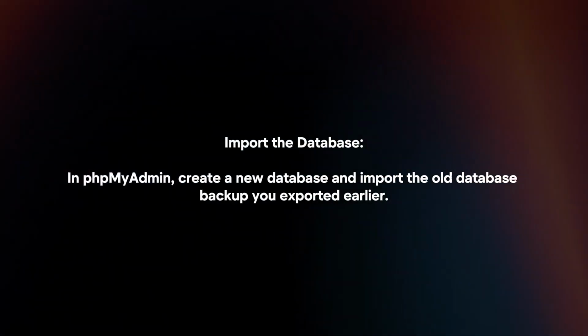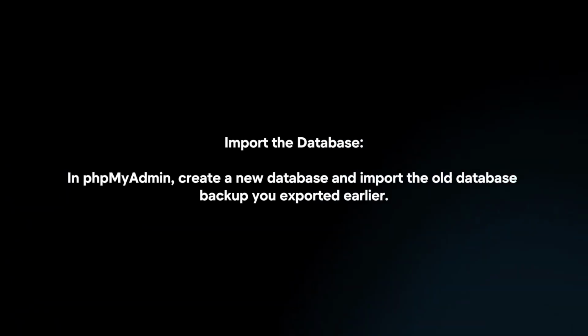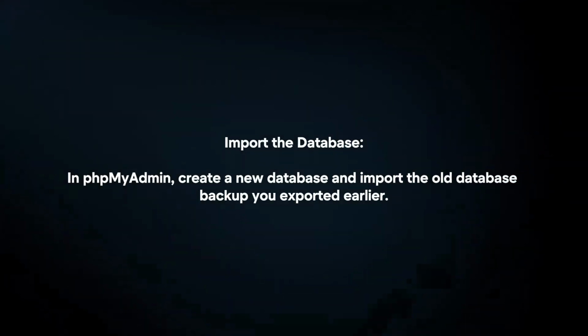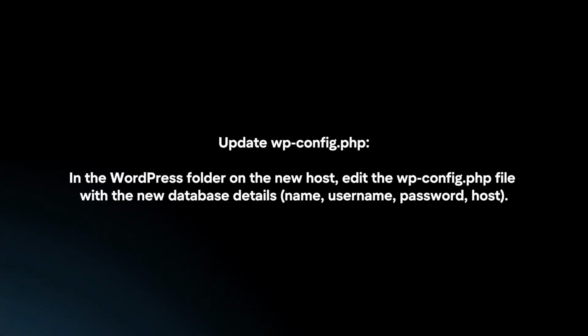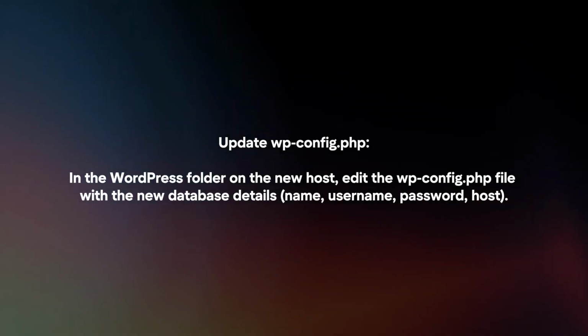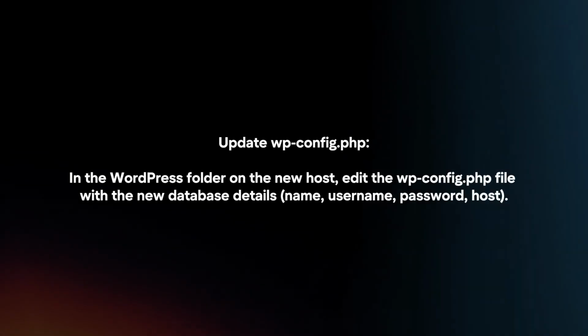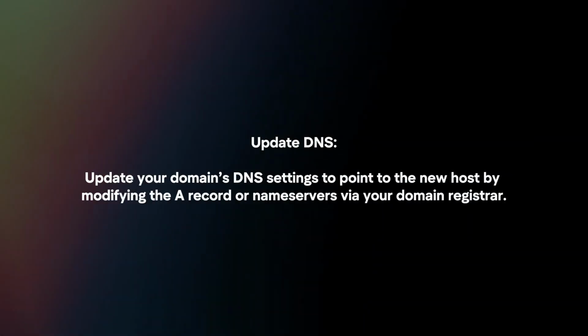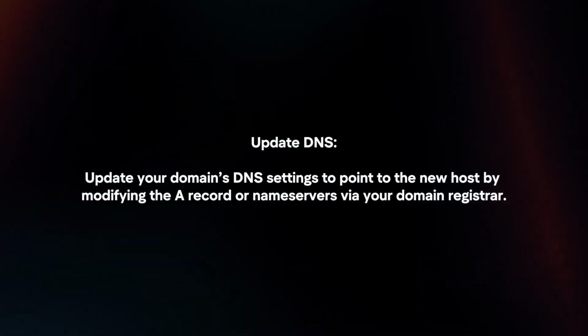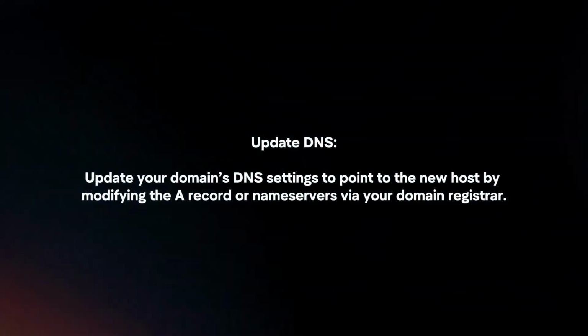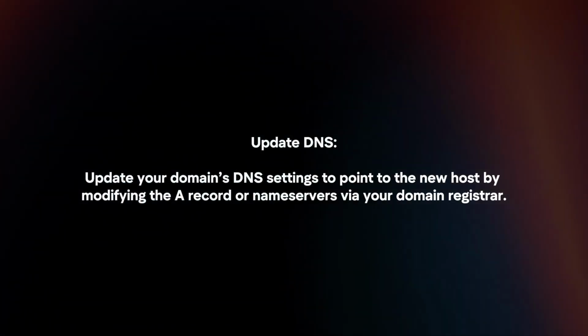Import the database. In phpMyAdmin, create a new database and import the old database backup you exported earlier. Update wp-config.php. In the WordPress folder on the new host, edit the wp-config.php file with the new database details. Update DNS. Update your domain's DNS settings to point to the new host by modifying the A record or name servers via your domain registrar.